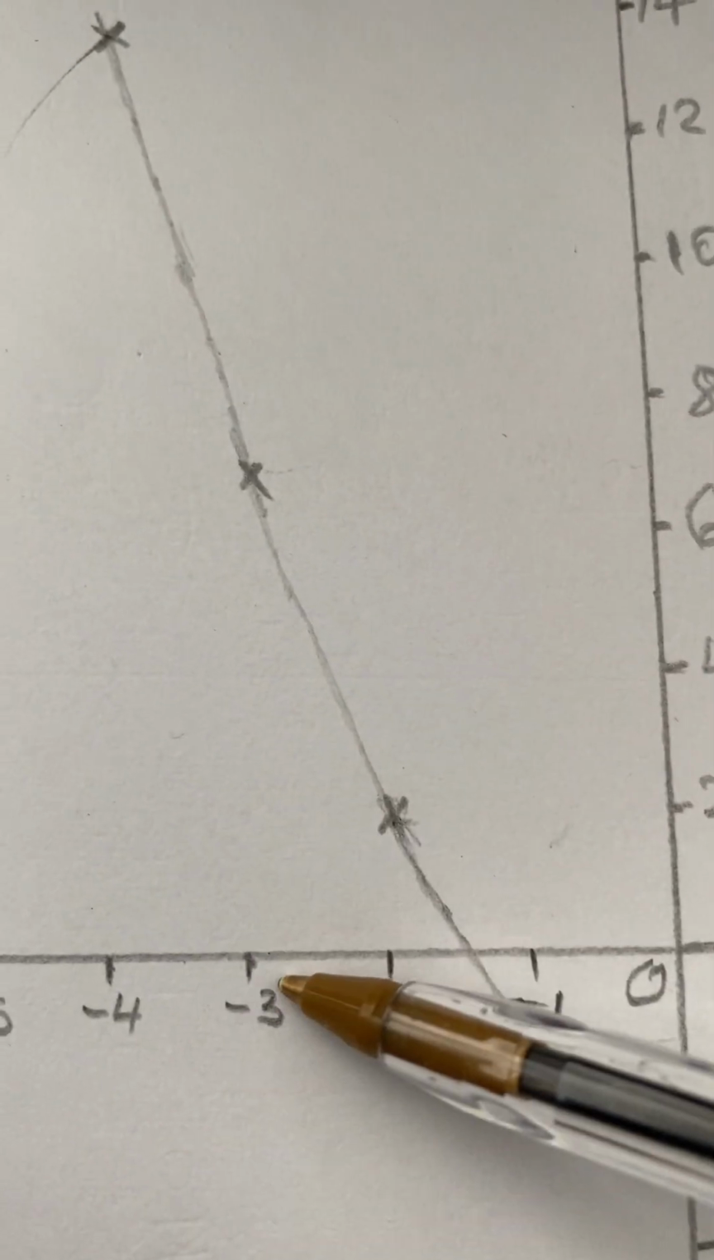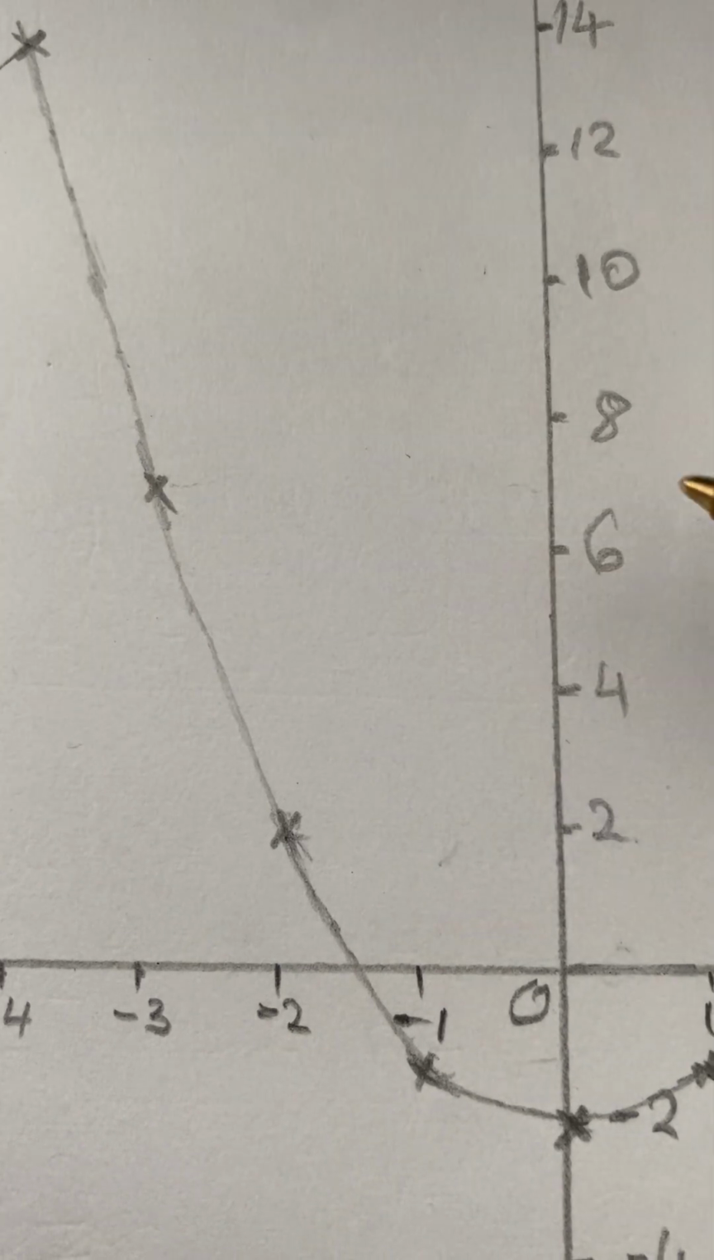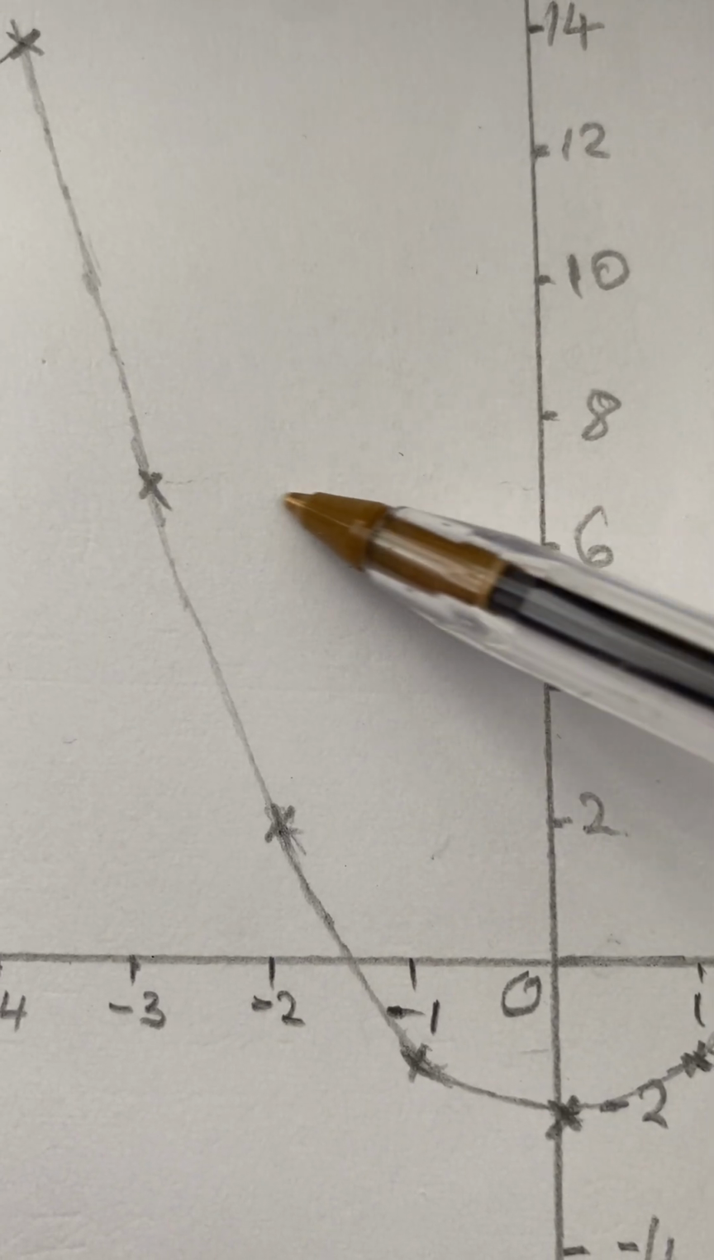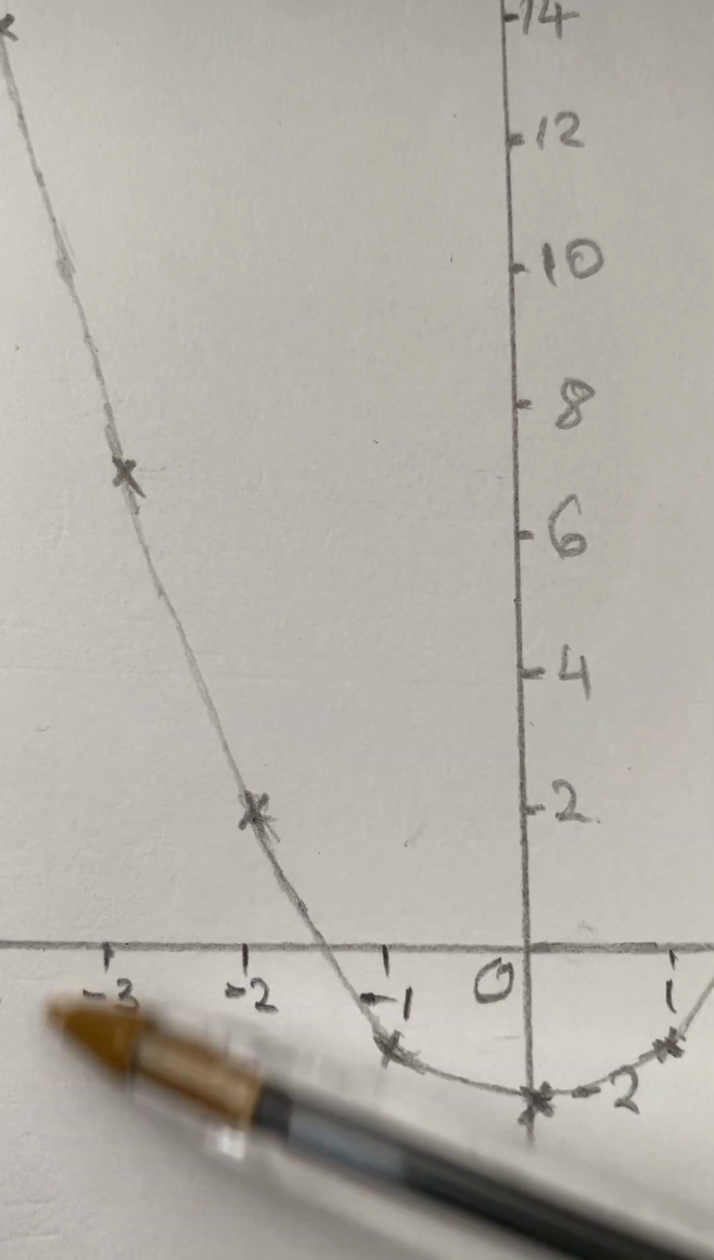When x is minus 3, y is 7. So when x is minus 3 here, y is 7. So a little above 6, again not to scale. Okay, so that's our 7 here.